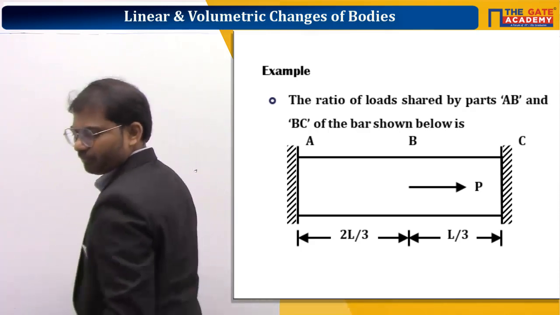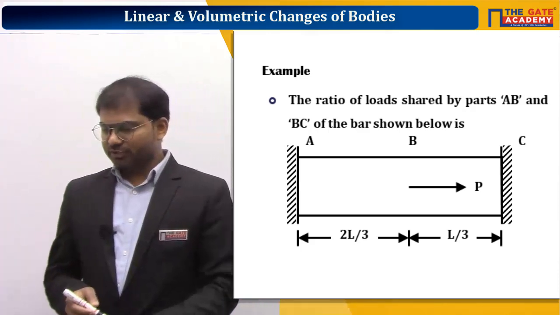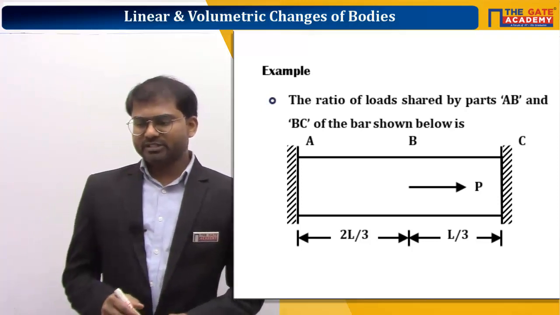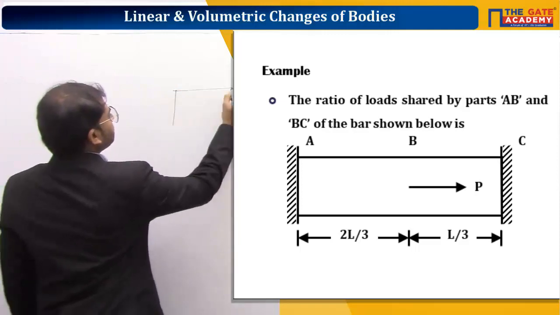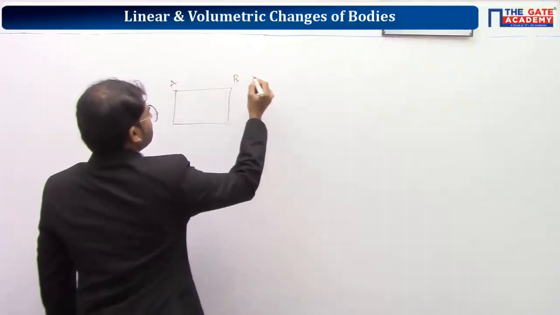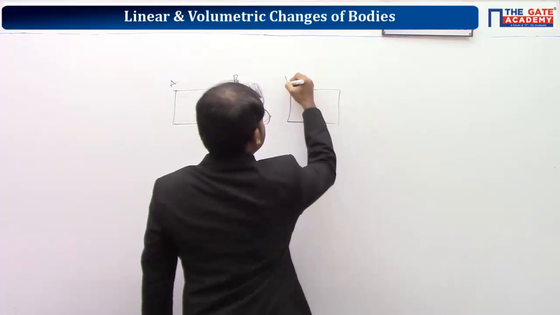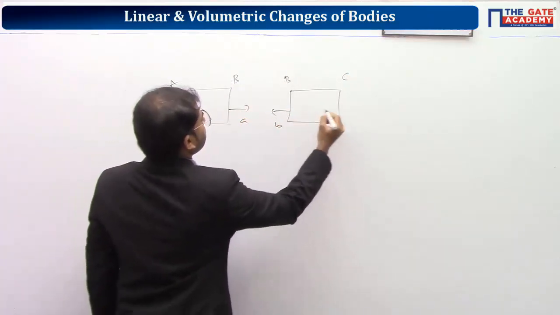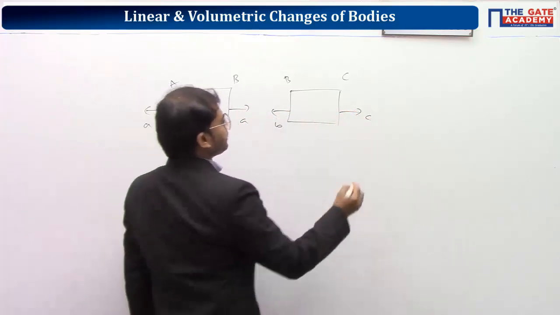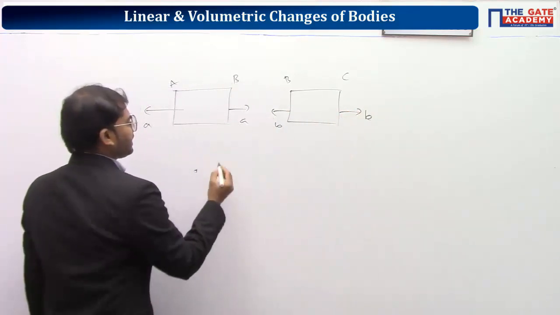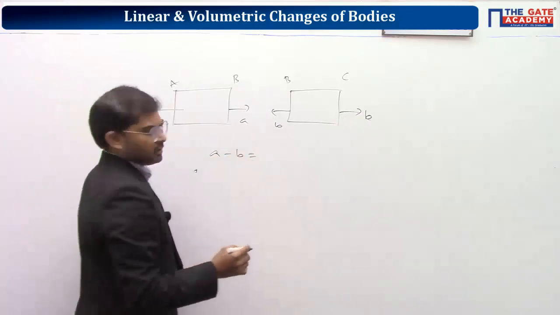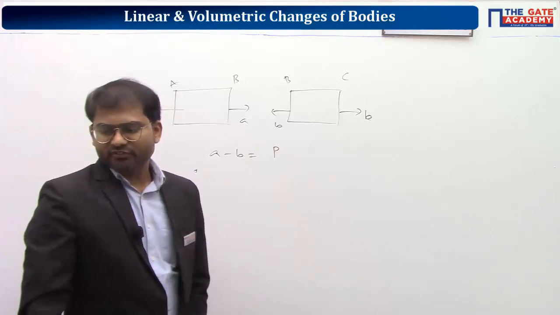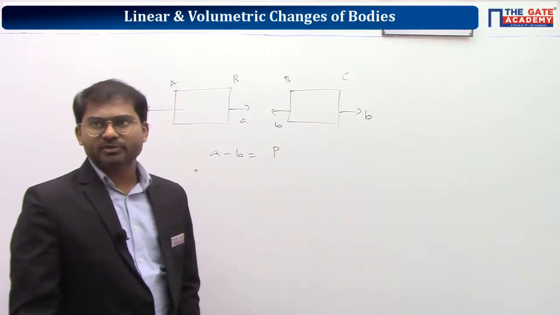Okay, I'll explain this question. We have to get the ratio of the loads shared by parts AB and BC. So if you take AB and BC separately, I am assuming force on AB is small a, BC small b. At junction B we can say A minus B is equal to P. At junction B, the equation between A, B and P is nothing but A minus B is equal to P.